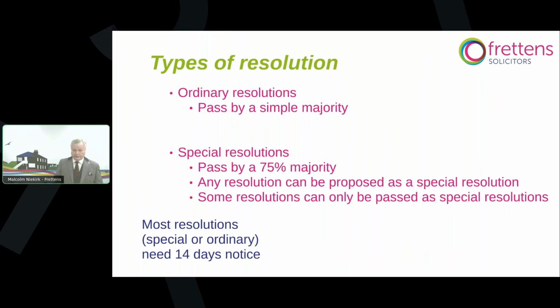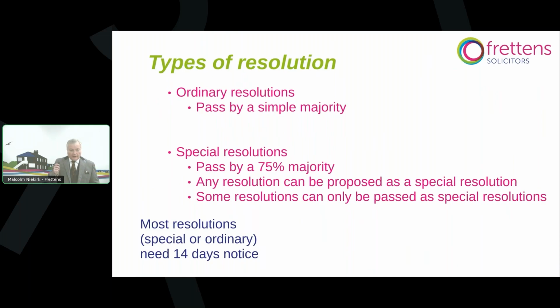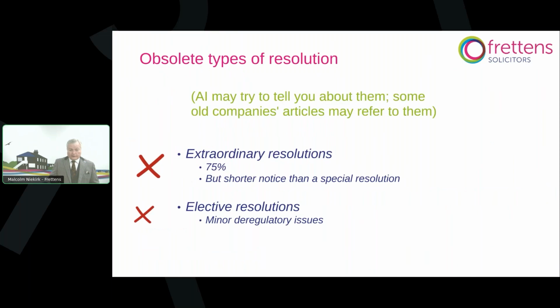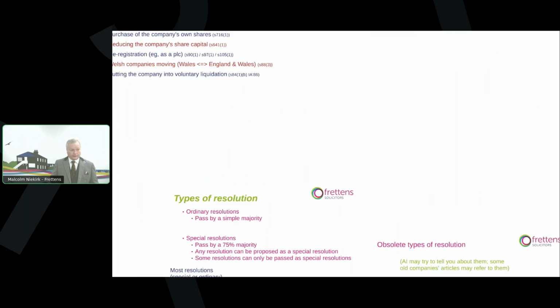And most resolutions require 14 days clear notice to the shareholders, whether those are ordinary resolutions or special resolutions. You may have come across in the past extraordinary resolutions and elective resolutions. Those do not apply to modern companies. Some older companies may have references in their articles of association to extraordinary resolutions and elective resolutions, but they're really not important.